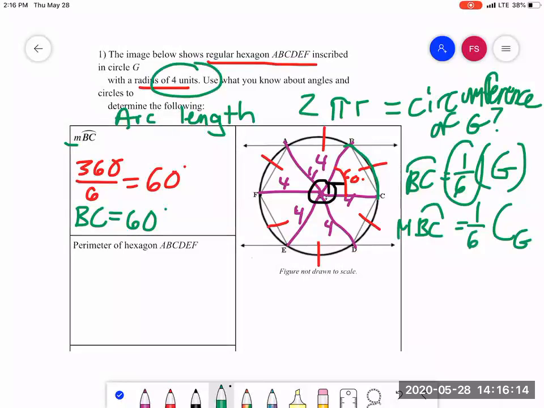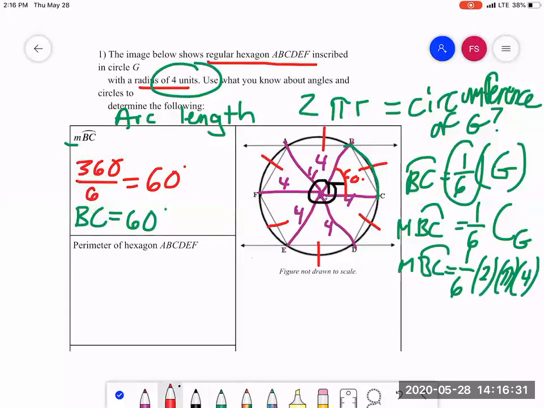So we get that the measure of arc BC is 1/6 times 2 times pi times our radius, which is 4. So when we simplify that, we get 8 over 6, or 1.3 repeating pi. Now, if you wanted to plug that into the calculator to simplify it, you can. I would take this as an acceptable answer.